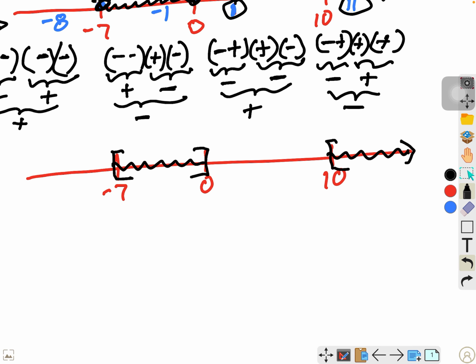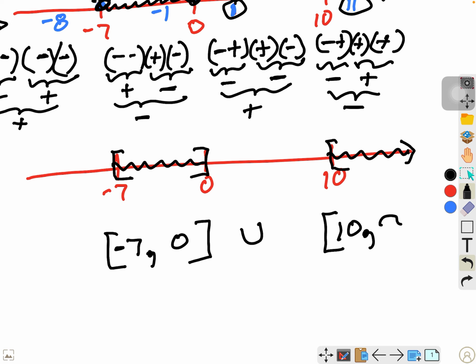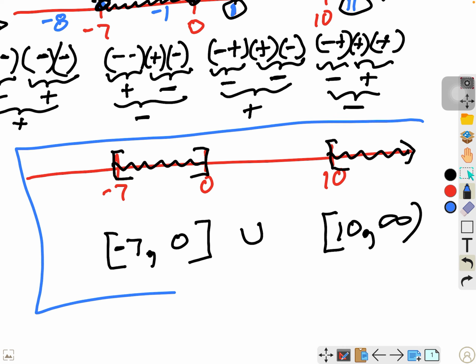which looks like this. All the values, including negative 7, all the way through 0 and including 0, united with this other interval, including 10 and greater, and no cap on infinity. So this is our final answer in graphical form as well as interval notation.